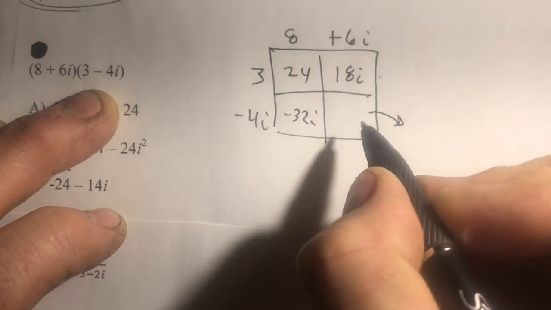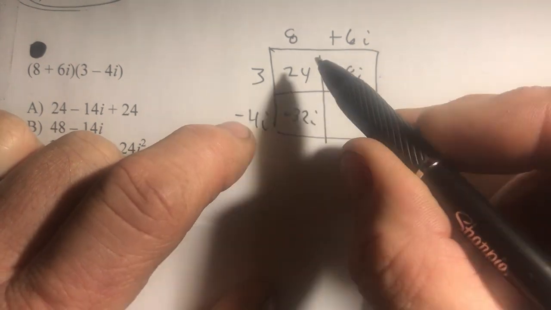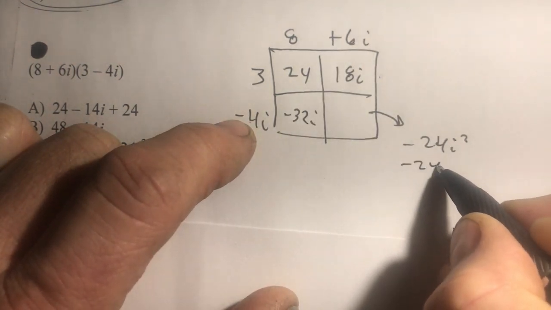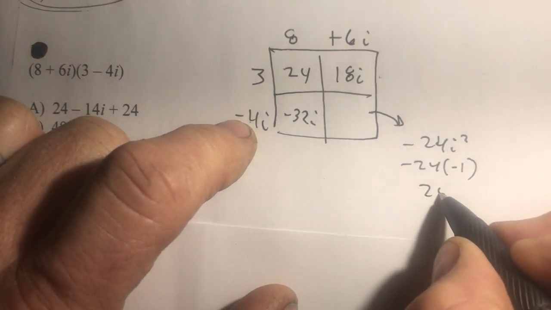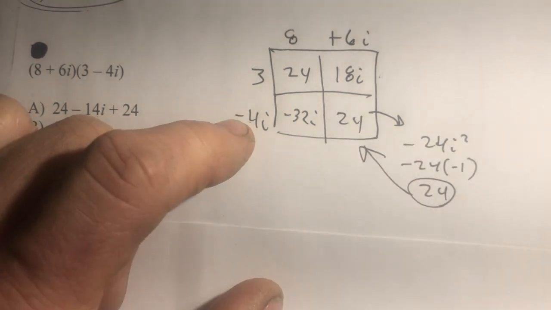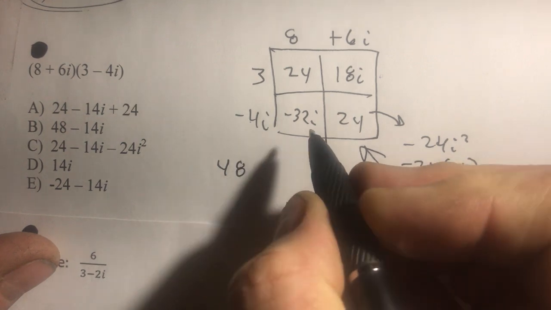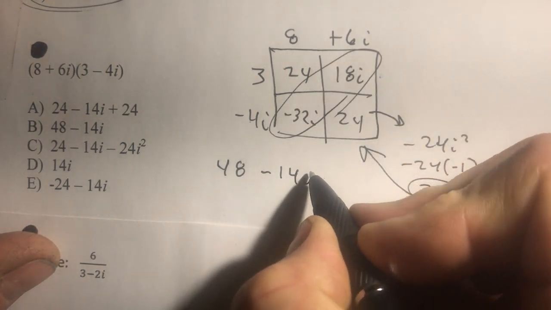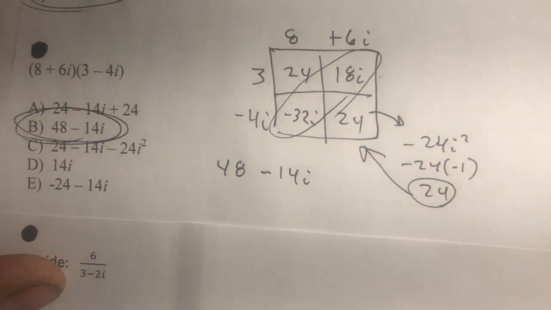And right here in this one, I'm always going to end up with i squared. So here, -4 times 6 is -24, and I got an i squared. But see, i squared, as we talked about a second ago, is -1. So that makes that a 24 right there in that square. Okay, which means I got 24 plus 24, which is 48. And then right there, 18 plus -32 is -14i. And right there, there's my answer.